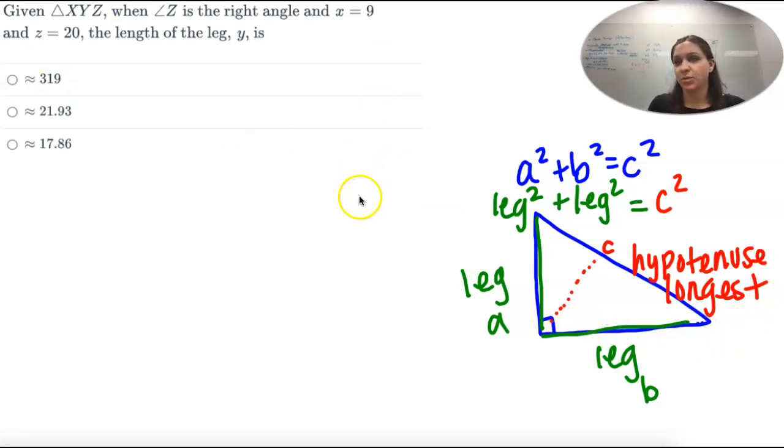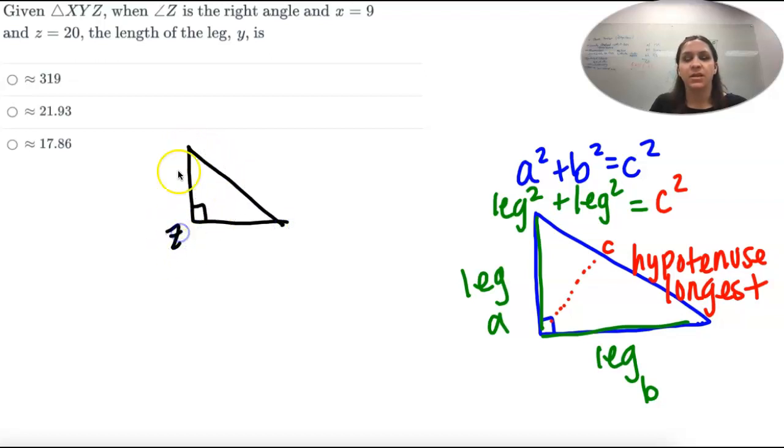Okay, so let's jump into our actual problem and we'll use this. We have a triangle where Z is a right angle. The other sides are X and Y, where X equals 9. If there's an angle X, the side across from it is side X. So that's 9. Angle Z, the side across from it is side Z. That's 20. We want to find the other leg.